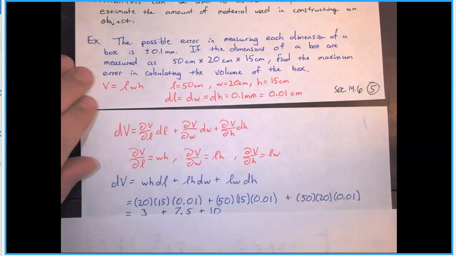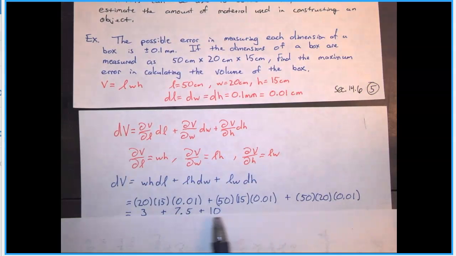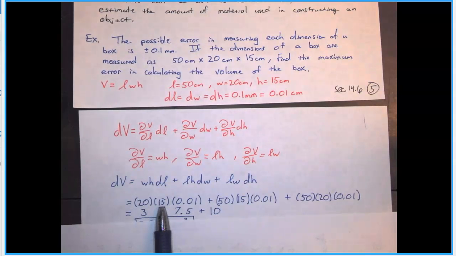So everywhere I see a W, I'm going to plug in 20, so I get 20 here, 20 there. Everywhere I see H, I plug in 15. And everywhere I see L, I plug in 50. And dL, dW, and dH are all 0.01. So then 20 times 15 is 300. I just move the decimal place back 2 spaces. 50 times 15 is 750.